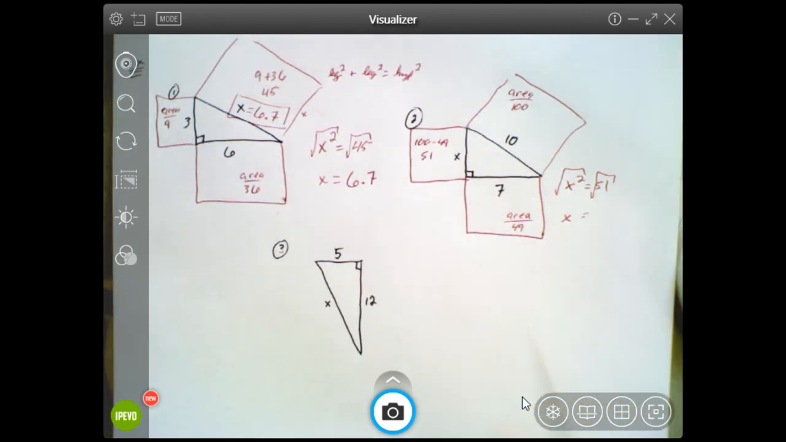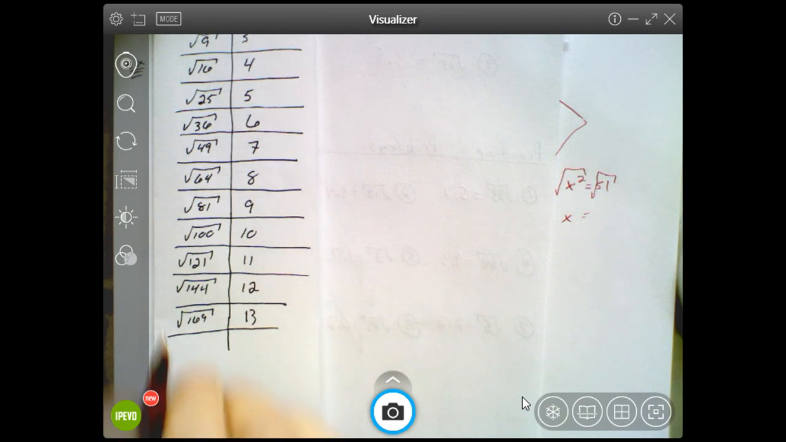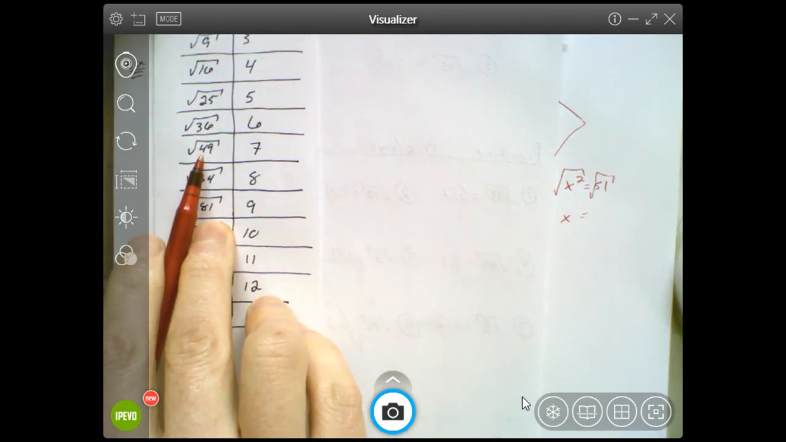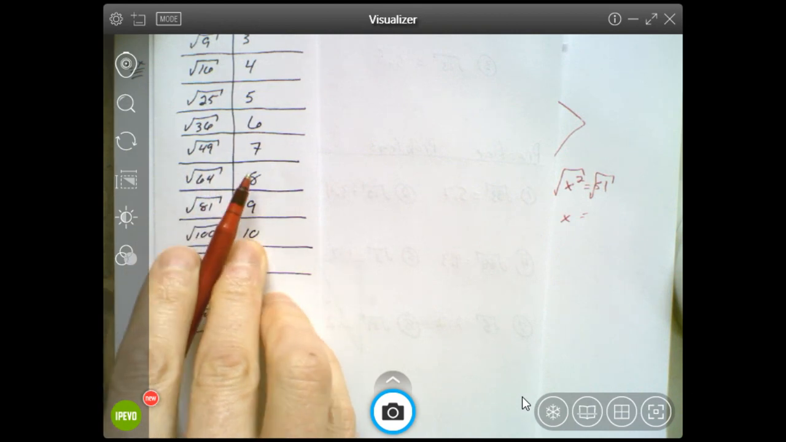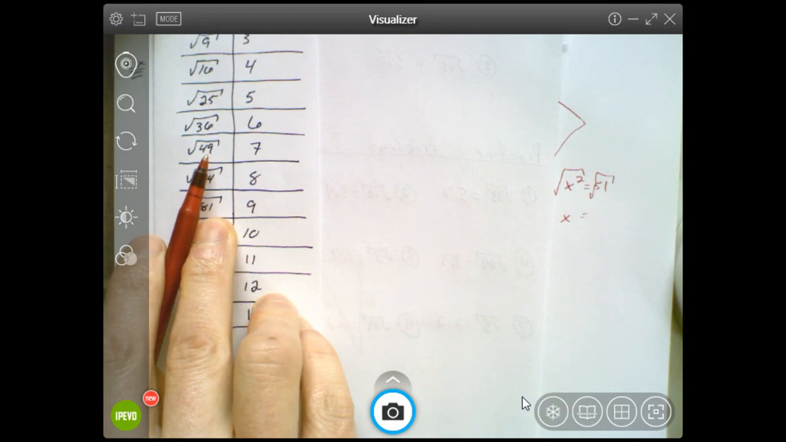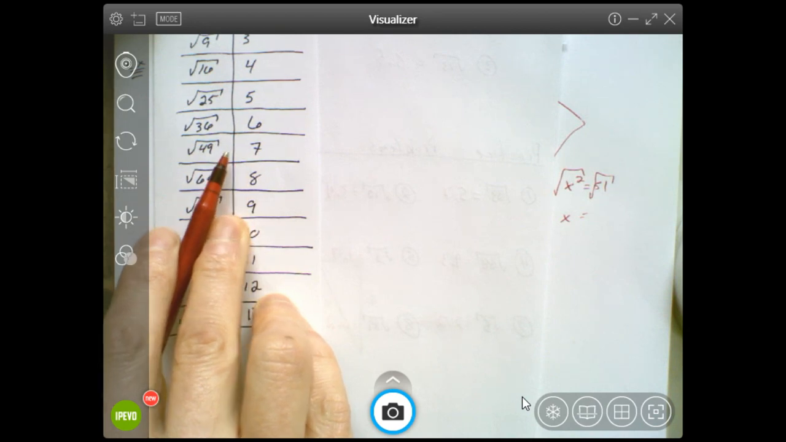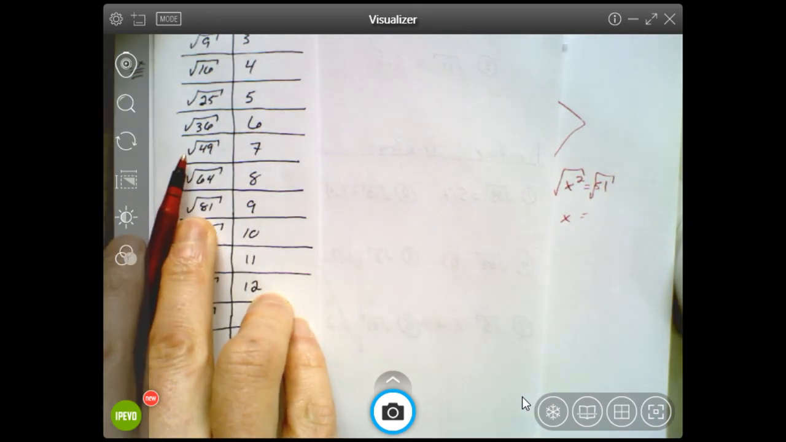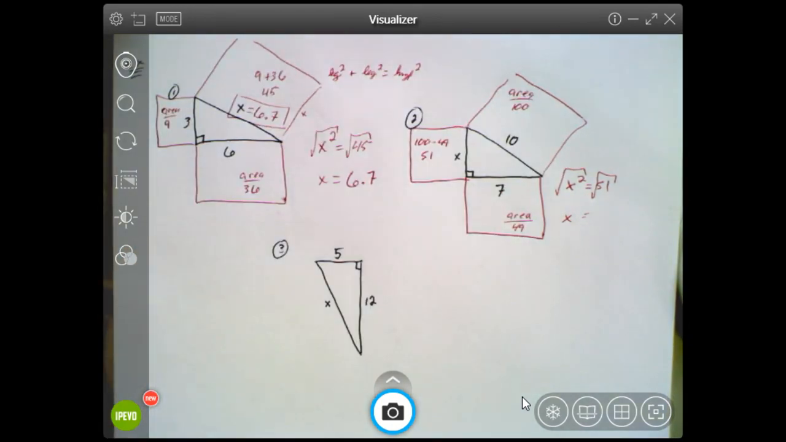Over here, I'm looking for 51, so I'm just going to take out my chart again. I'm looking for 51. It's not on my sheet. It's a little bit bigger than 49, but smaller than 64. So again, it's somewhere in between 7 and 8, and it's much closer to 49. So I'm just going to go with a number a little bit bigger than 7. 51 is just a little bit bigger, so I'll go with like 7.1.